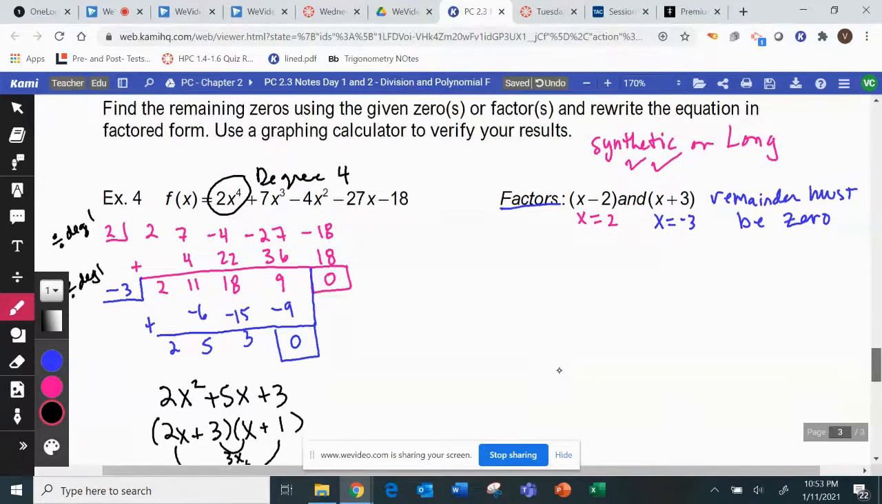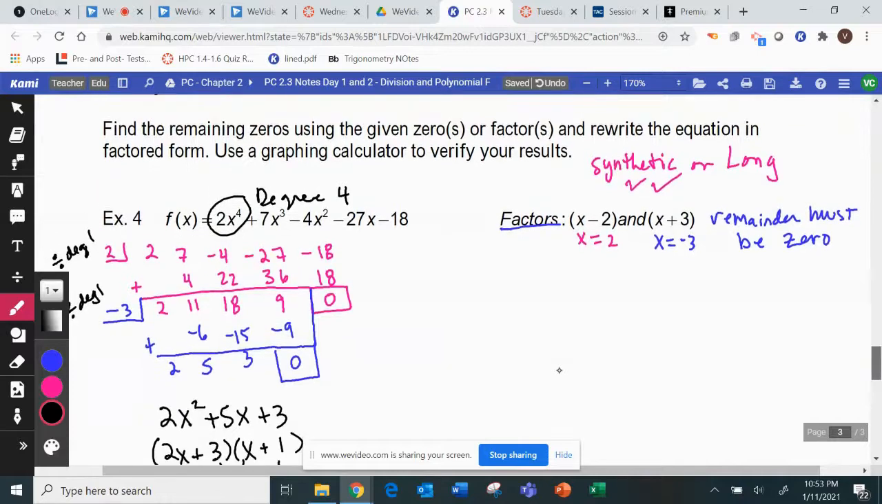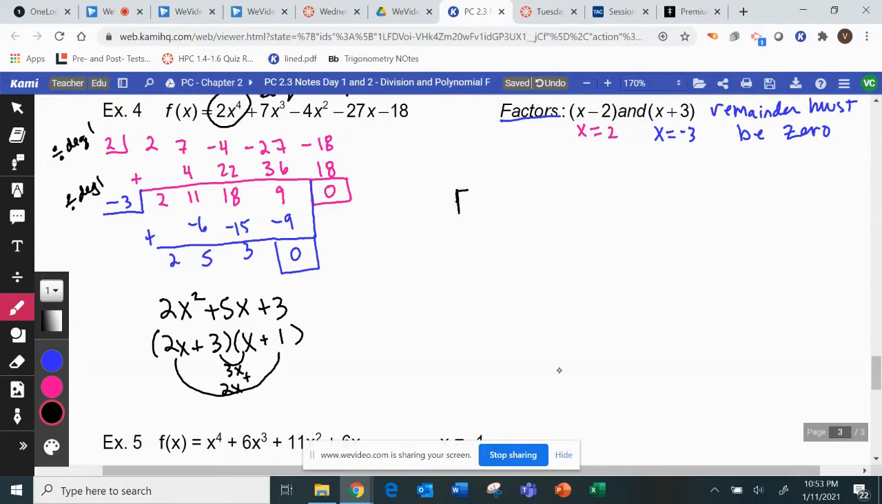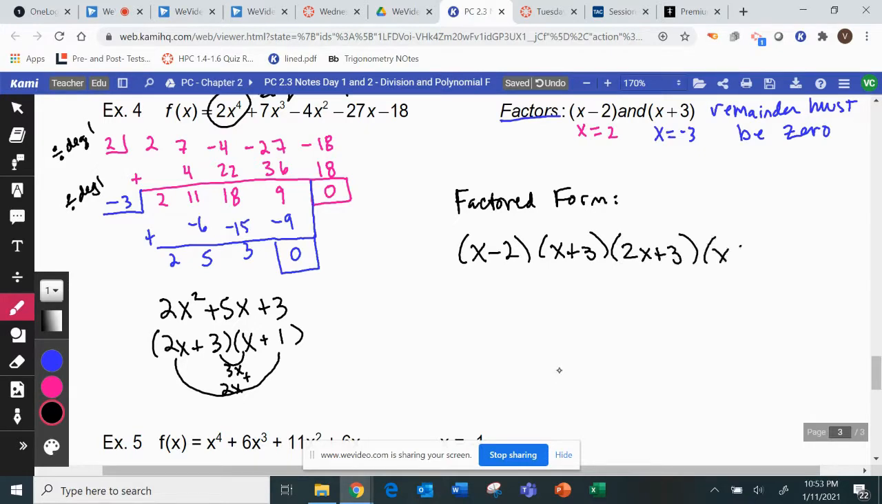All right, what do we need to write here? Rewrite the equation in factored form. So here's our factored form. x minus 2, x plus 3, 2x plus 3, x plus 1. And then the original question started with an f of x, so I'm going to make sure that we still have that f of x in the factored form.